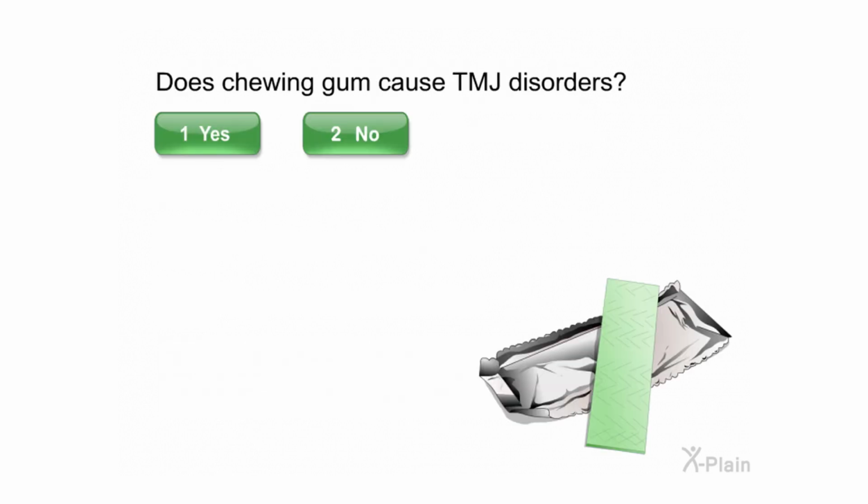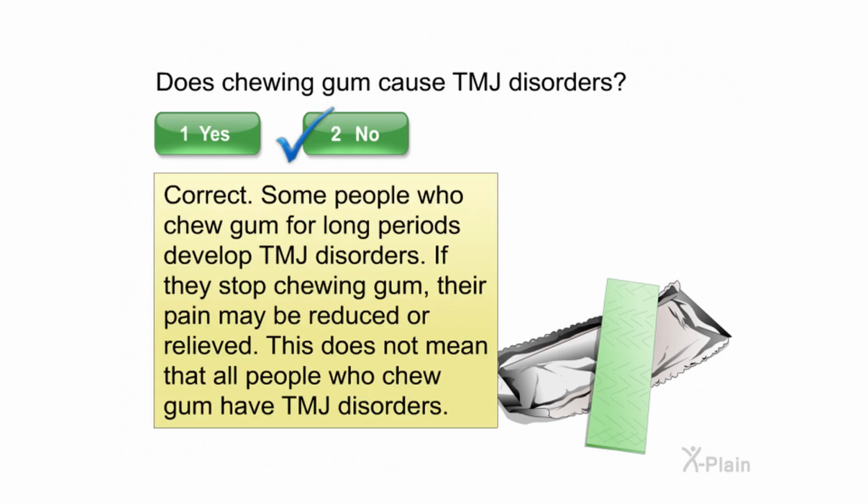Does chewing gum cause TMJ disorders? Select yes or no. Correct. Some people who chew gum for long periods develop TMJ disorders. If they stop chewing gum, their pain may be reduced or relieved. This does not mean that all people who chew gum have TMJ disorders.